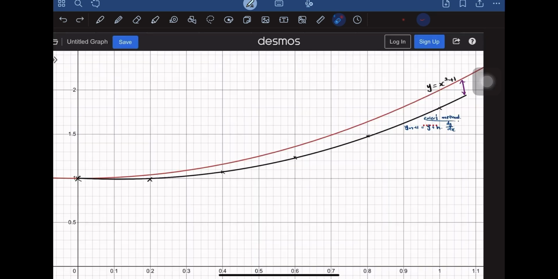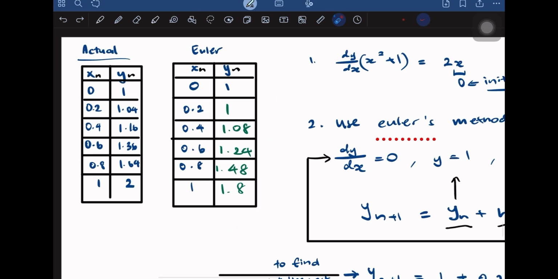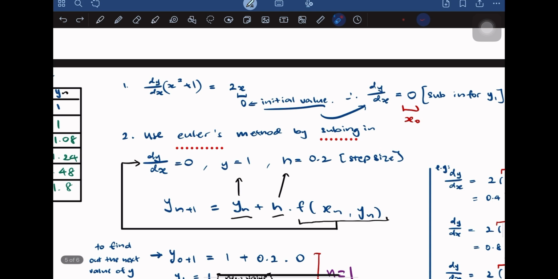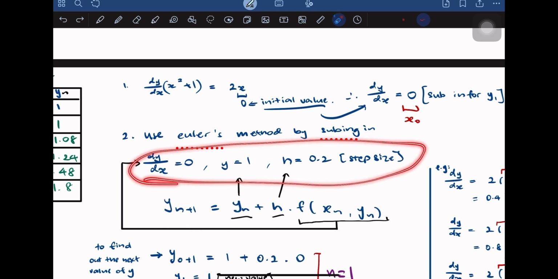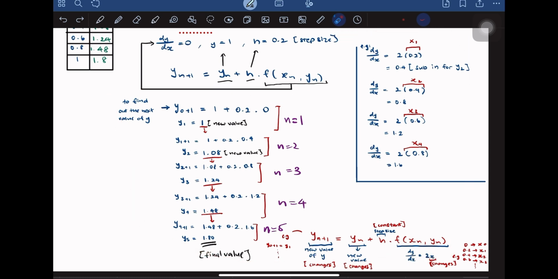To give a visual representation of how Euler's method works, I use Desmos to generate the curve for the example y equals x squared plus 1 and compare it with the curve from Euler's method. These are the actual plots of y with the increment of 0.2. I calculated the estimated values of y using Euler's method. First, we find the derivative of x squared plus 1, which is 2x. Then we use Euler's formula by subbing in all this information. Here are the step-by-step workings to find the values of y.